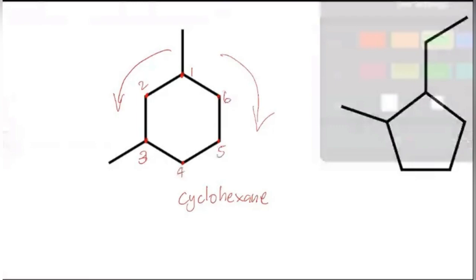So for the red numbers, as you can see, our alkyl groups will have small numbers, 1 and 3, compared to the green numbers, where our alkyl groups will have big numbers. The second one will have 5, 1 and 5. So we will use the red direction, which is counterclockwise. The name of the ring is cyclohexane.